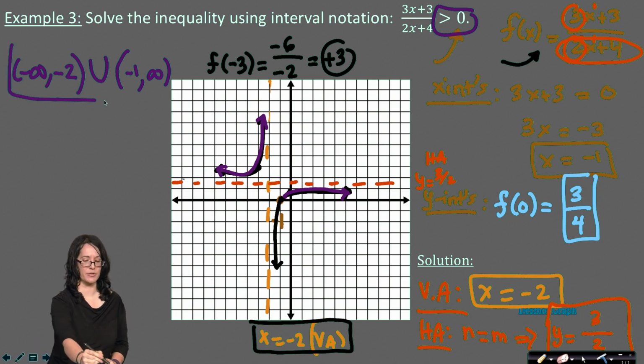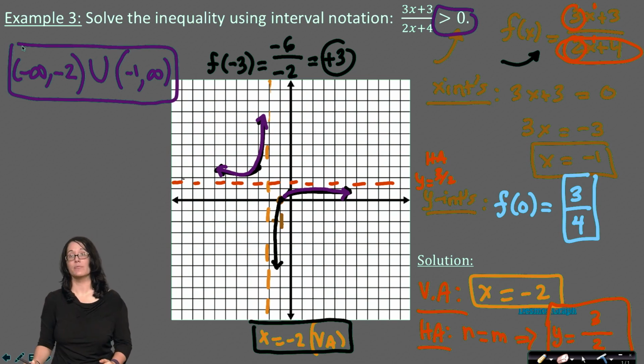So my final answer would look something like this. Any x value left of negative 2, less than negative 2, or greater than negative 1. So that's a lot of inputs that are possible, but there are a couple which make this problematic down here, make it negative or 0.